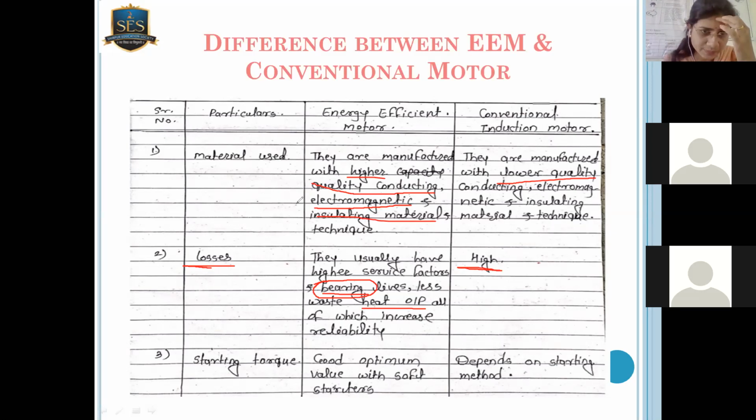Okay, so losses in the energy efficient motor are less, and the losses in the conventional motor are high. After that, starting torque. The energy efficient motor has a good starting torque, with a good optimum value, and the starting torque for the conventional motor depends on the starting method, that is, how we start that particular motor. As per that method, the starting torque value depends.